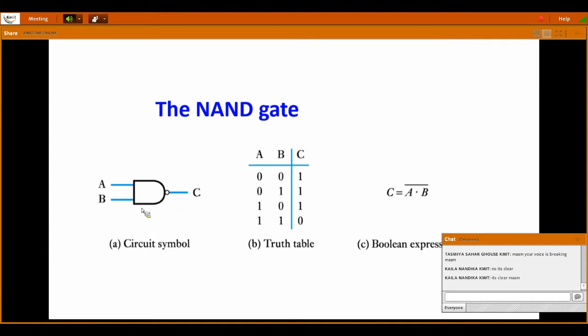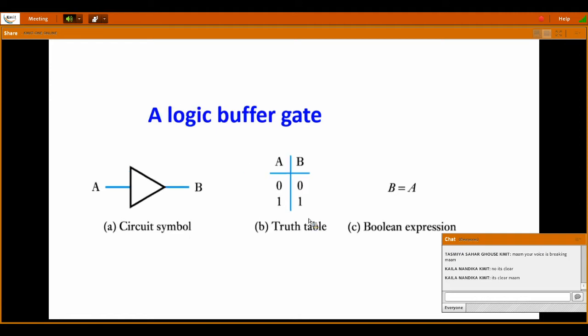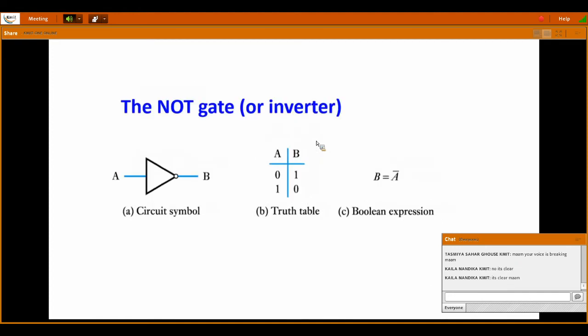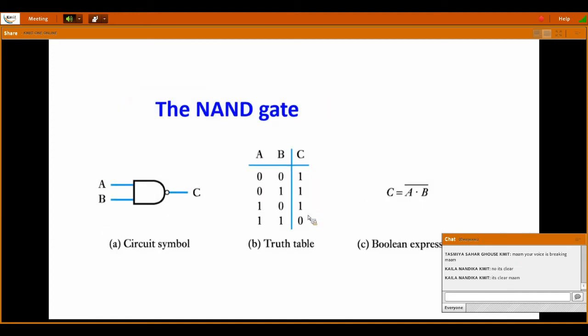So a 2 input NAND gate is shown on the screen, with 2 inputs and 1 output. Since there are only 2 inputs, 4 logic combinations are taken: 0 0, 0 1, 1 0 and 1 1. NAND gate is the AND gate followed by a NOT gate. So if you complement the AND gate truth table you will get the NAND. AND gives 0 0 0 1. If you give these outputs to the NOT gate, you will get your NAND gate, that is 1 1 1 0. Same thing, see here, 1 1 1 0.